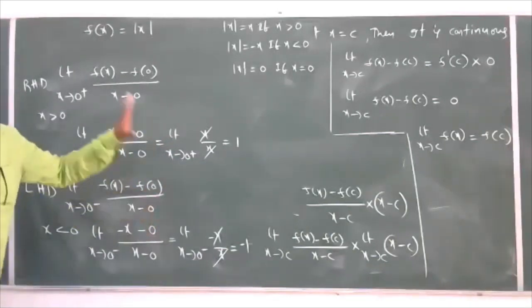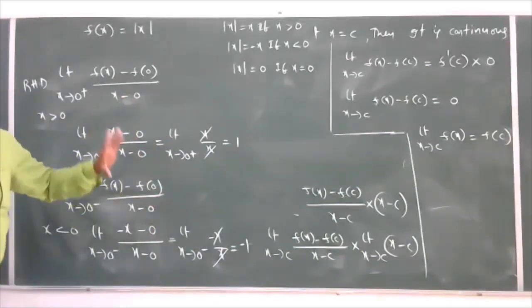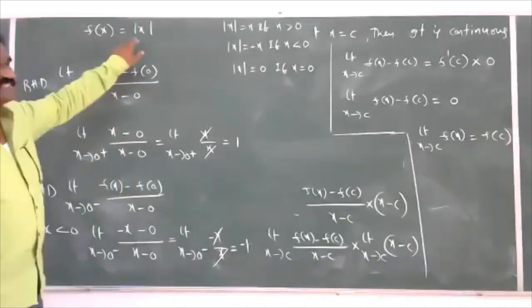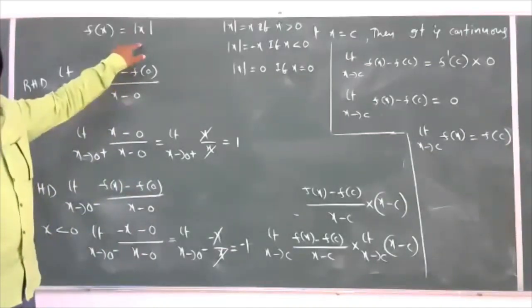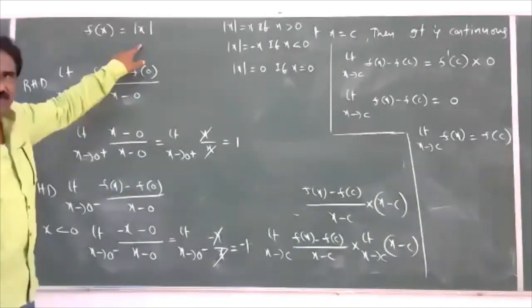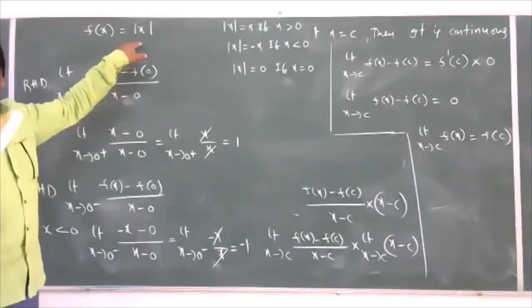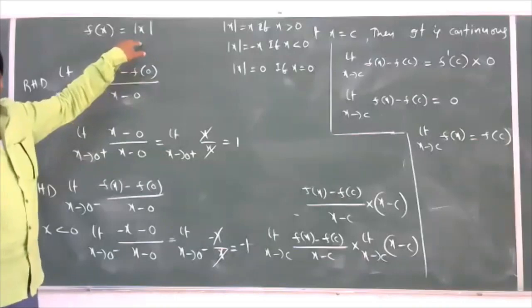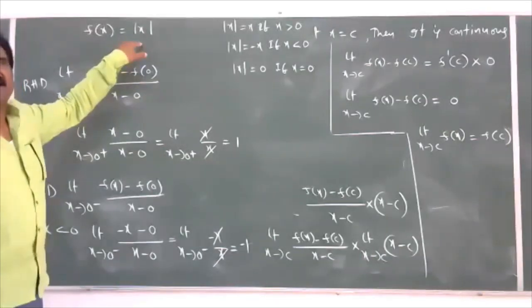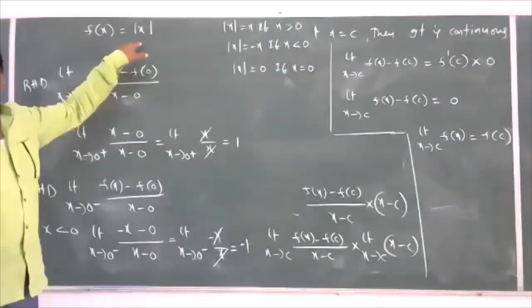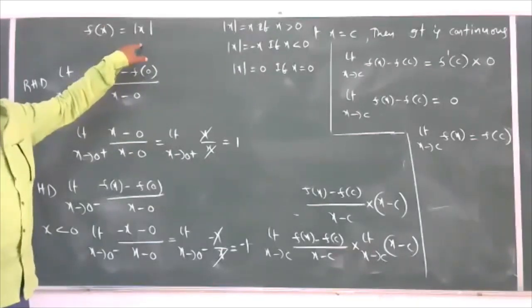That means every continuous function need not be differentiable. This is the best example. That means f of x is equal to mod x is continuous, but it is not differentiable. That's why the total conclusion is every differentiable function is continuous, but every continuous function need not be differentiable. Thank you.